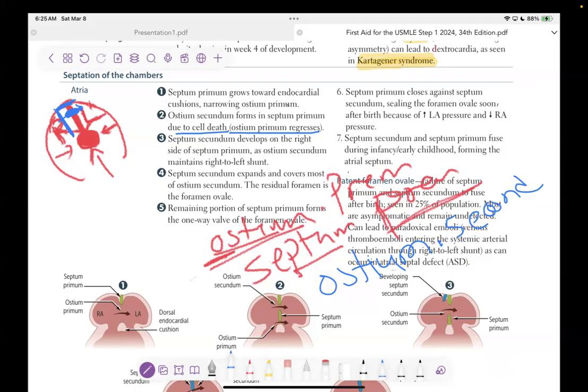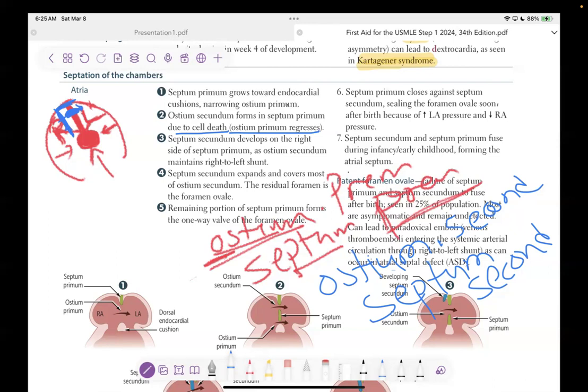This is called septum. Which type? Secundum. So this is septum secundum, which means that this is the secondary membrane which is made on the right side of the heart. So this septum secundum solves all the problems of the heart.